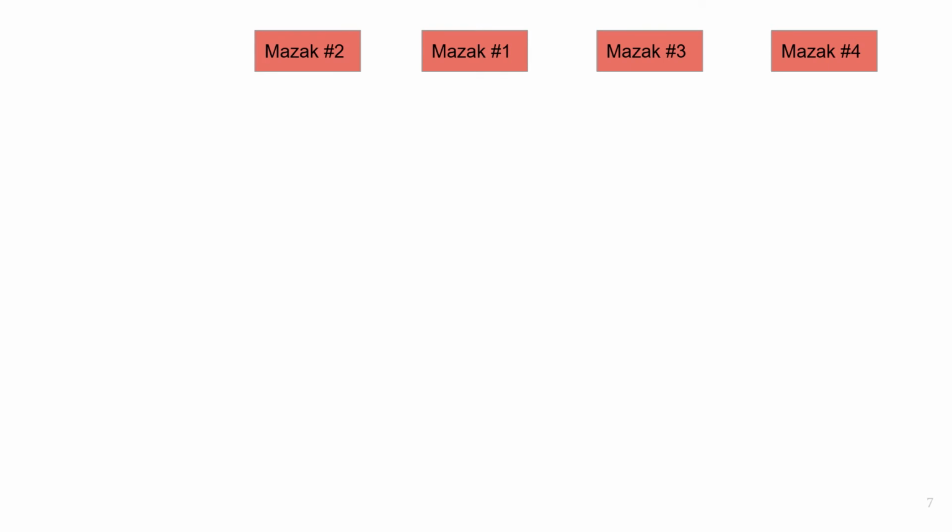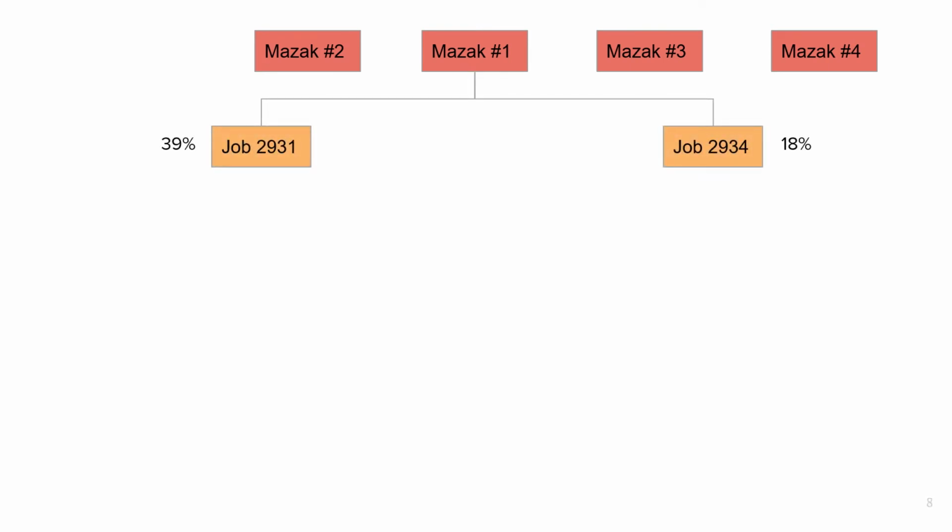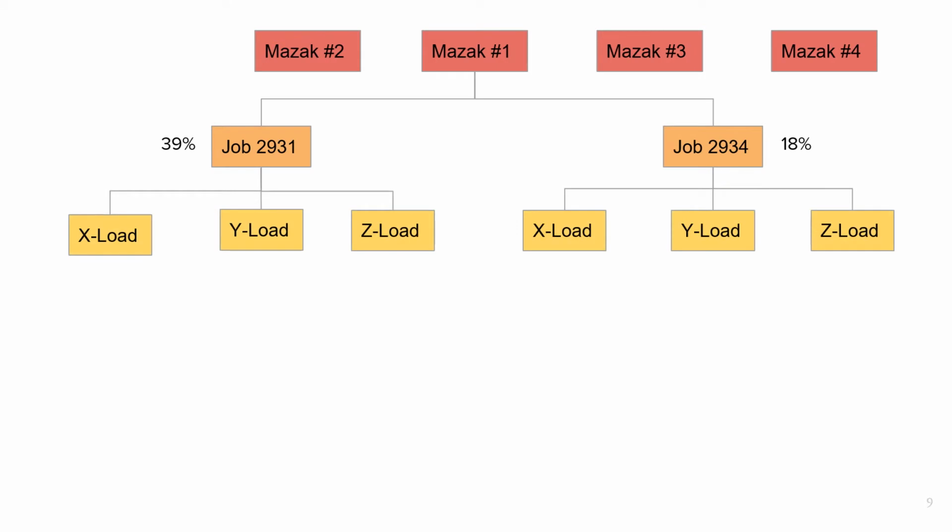Here we have our 4 Mazak machines, then narrowed down to 1, broken out by the 2 most frequently ran jobs. Job 2931 accounts for 39% of our data, while job 2934 accounts for 18% of our data. And by each machine and each job, we have broken out each component of load.